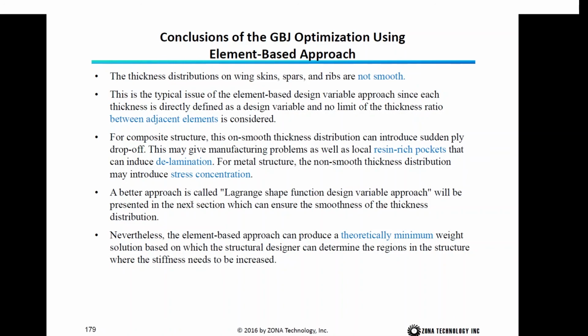A better approach is called the Lagrange shape function design variable approach, which will be presented in the next section, and can ensure the smoothness of the thickness distribution. Nevertheless, the element-based approach can produce a theoretically minimum weight solution, based on which the structure designer can determine the region in the structure where the stiffness needs to be increased.